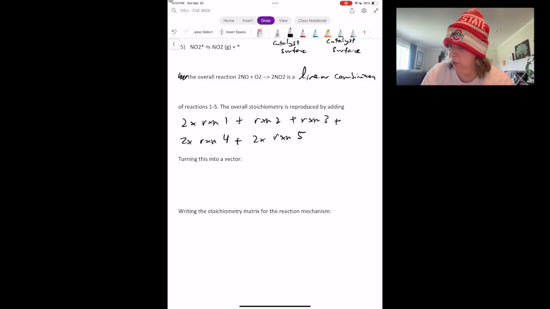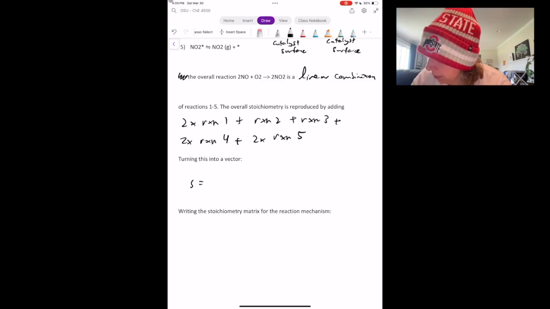And I can turn this into a vector, which is useful to do when we study reaction mechanisms. The mechanism that we're looking at right now is pretty simple. It's only got 5 steps. But in general, reaction mechanisms can have many reactions. So it becomes useful to look at these or manipulate these in terms of vectors.